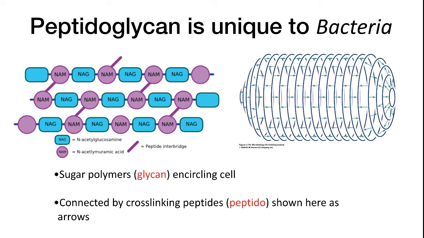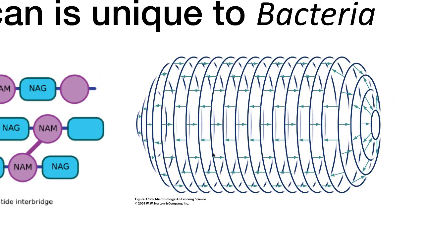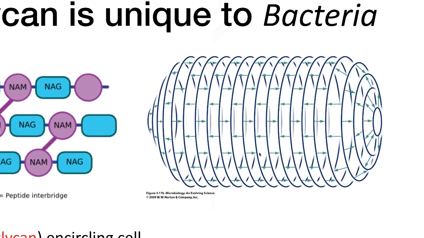If you look at this, you'll see here's this long series of polysaccharide, and then it's cross-linked between these NAM molecules with a peptide interbridge. If you look at this in 3 dimensions, it's shown over here on the right, and you'll see it's this mesh structure, and that mesh surrounds the cell and holds the membrane together.